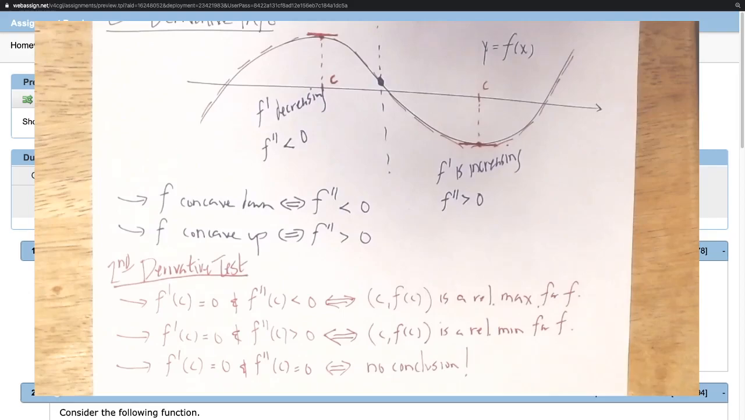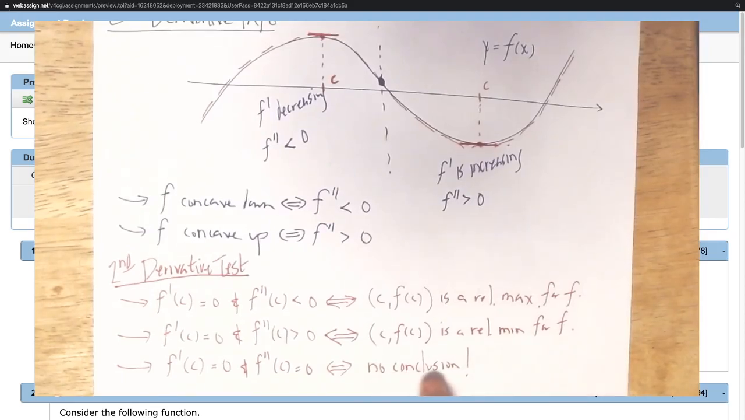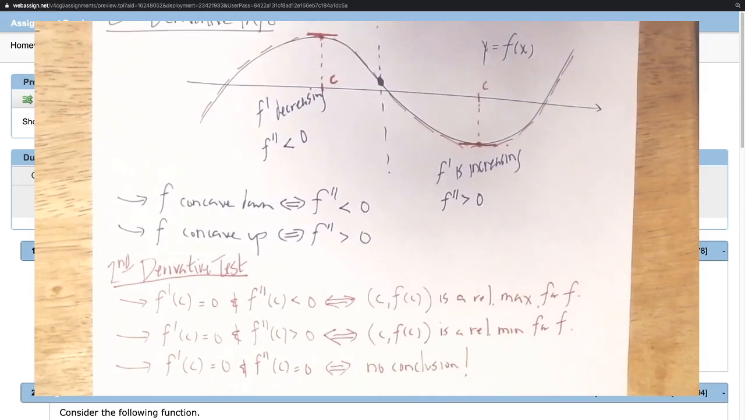And as we discussed in class, the thing you do in that case is go back to the first derivative test. So the second derivative test is typically quicker and easier to do than the first derivative test, but it does have this kind of caveat that sometimes it just doesn't allow us to draw a conclusion. And in that case, you go back to the first derivative test.